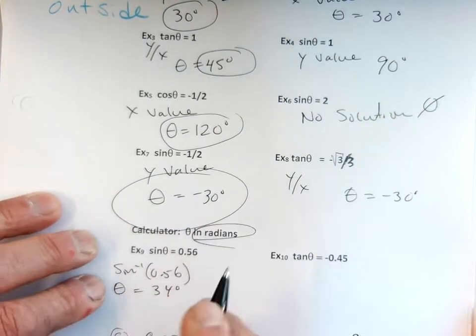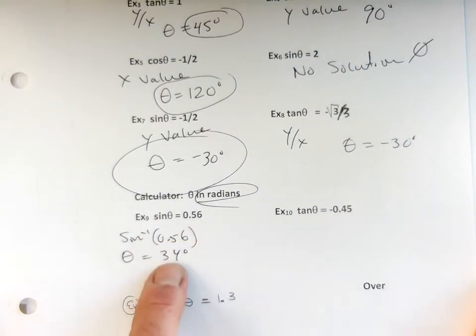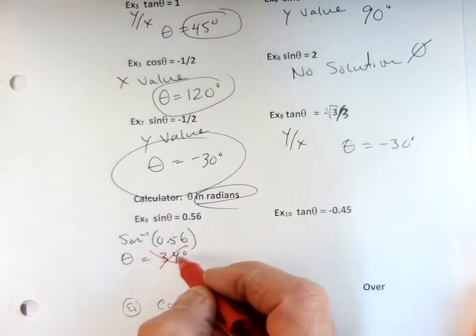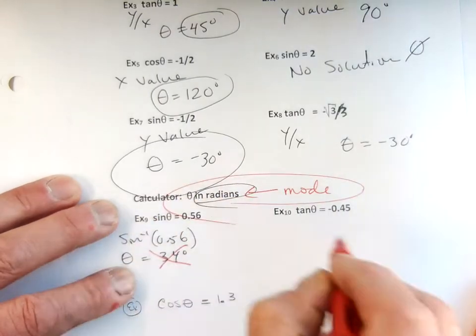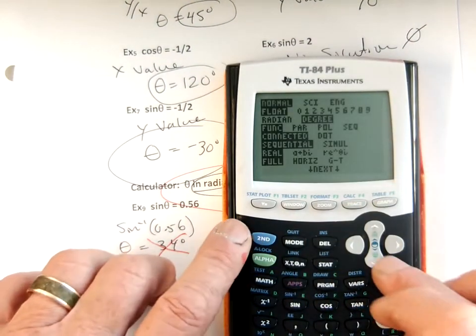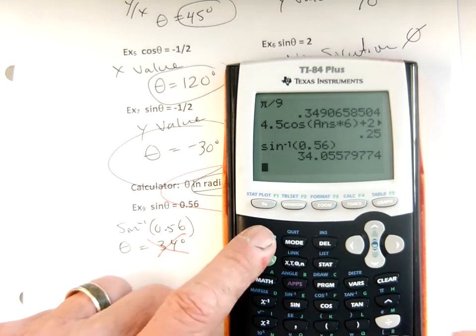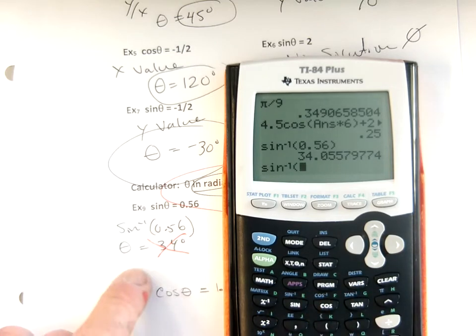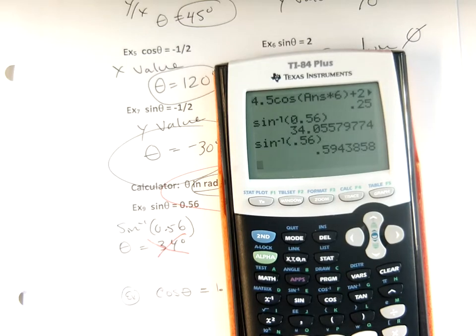But I want the angle in radians. So what do I do? Actually, I don't want this answer. I'm not going to take this answer. I want it in radians, so I change my calculator mode to radian mode. So I go to my mode button, change it to radians, and I do the whole problem all over again. I go sine inverse of 0.56, and I get an answer. About 0.6.